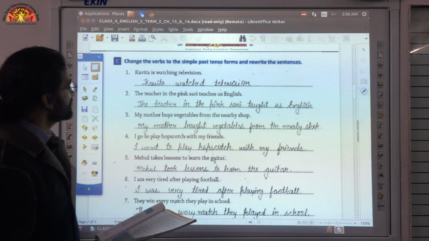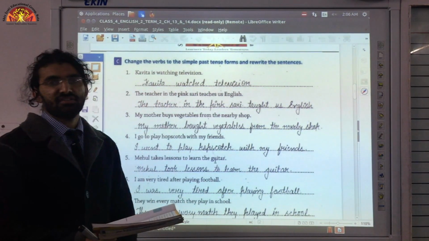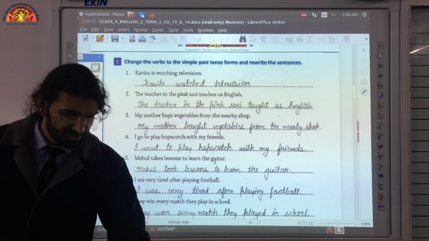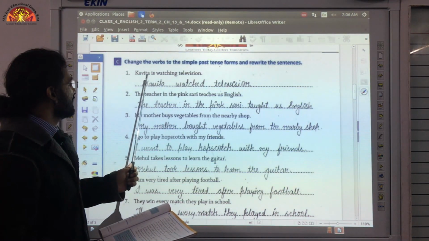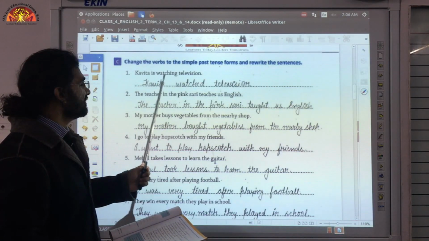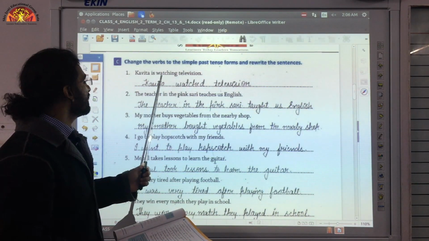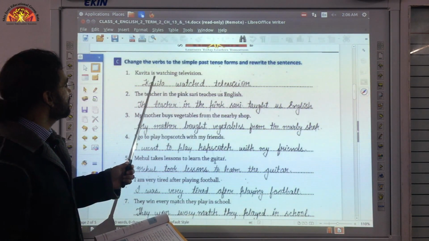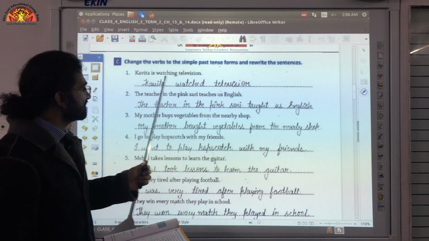Kavita is watching a television. This is a sentence of present continuous. How did you find out? You saw this helping verb is, and the ing form of verb, and that's how you were able to identify that this sentence is of present continuous.